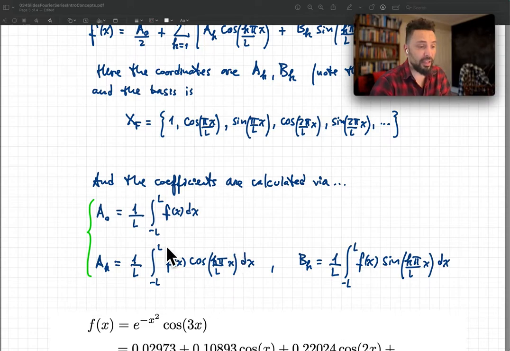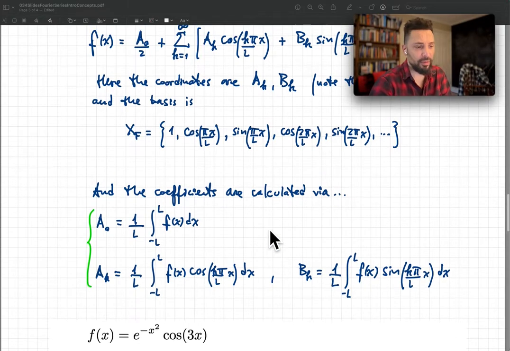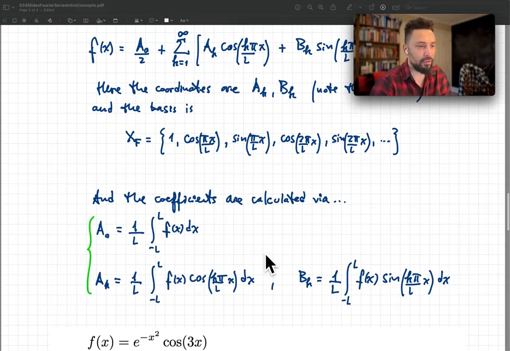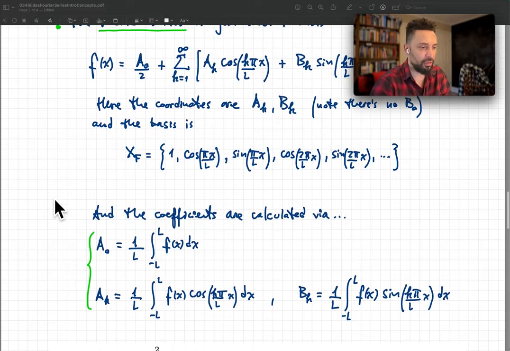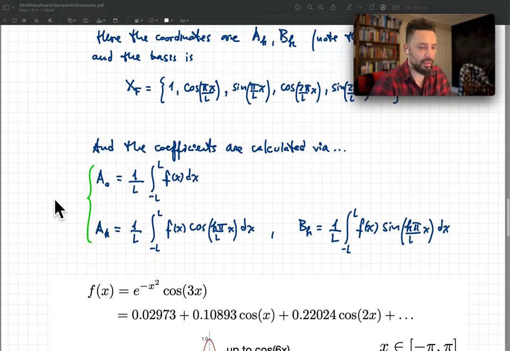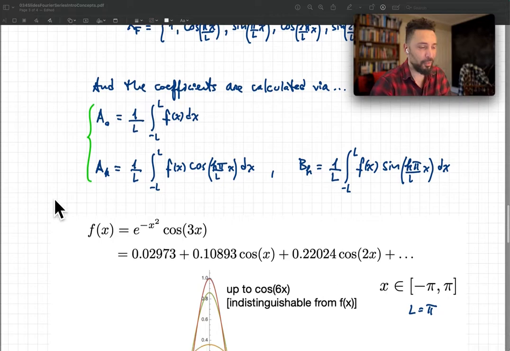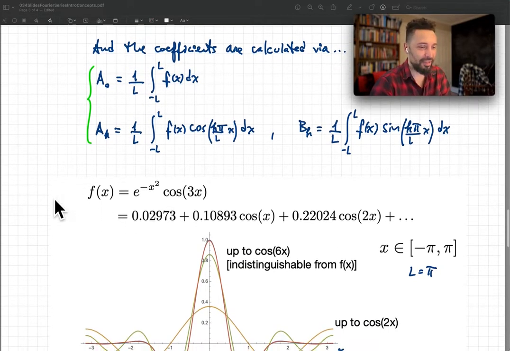And if this looks like an inner product between f and the cosine divided by L, and same here, then it's because it is. It's really an inner product of our function with the functions of the basis, with the vectors in the basis. I encourage you to go and check out the video on inner product that I did a few videos ago. I don't remember exactly which one it is, but it's a few videos ago.